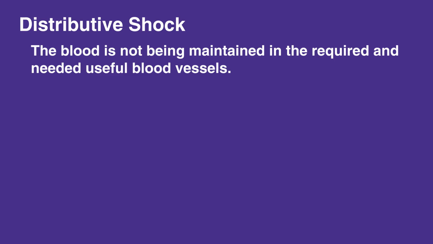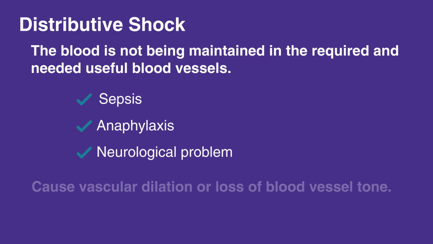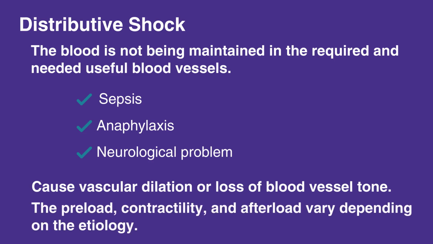Distributive shock is most commonly caused by sepsis, anaphylaxis, or a neurological problem, all of which cause vascular dilation or loss of blood vessel tone. In distributive shock, the preload, contractility, and afterload vary depending on the etiology.